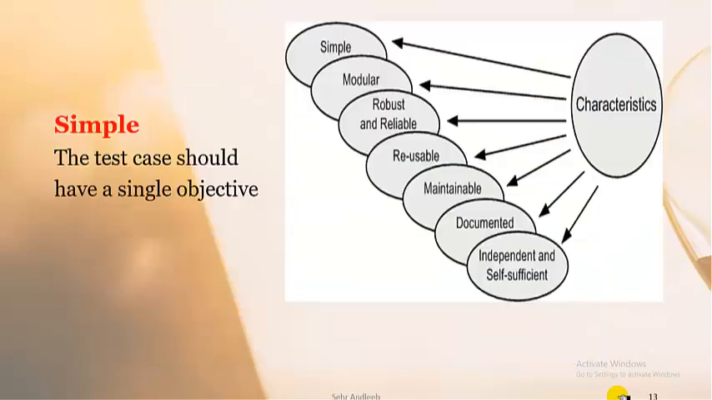So I will explain it one by one. First of all, simple. The test case basically should have a single objective. Basically, multi-objective test cases are difficult to understand and design. There should not be more than 10 to 15 test steps per test case. Each test case basically has some steps to be followed, so it should not exceed 10 to 15, and obviously it should be for a single purpose and should not be a multi-purpose test case, right? So make the test cases as simple as you can.